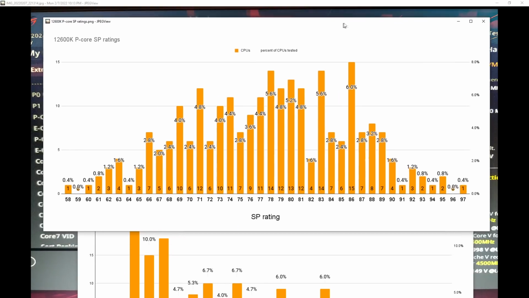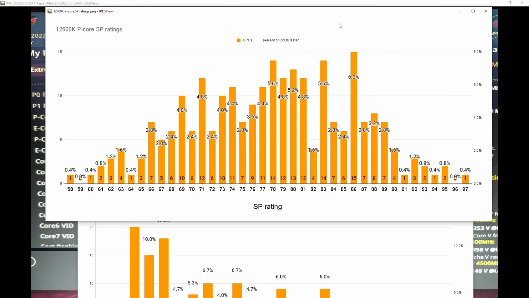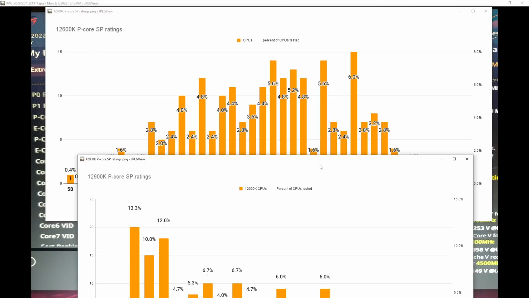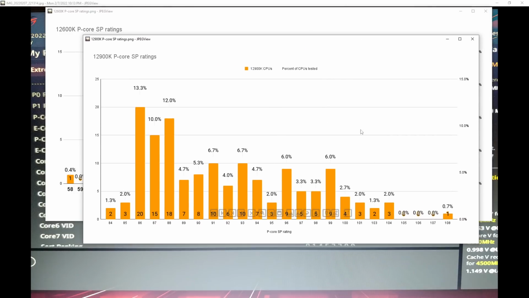Anyway, with 12600Ks, I don't believe there's anything going on with their SP ratings getting gradually worse over time, whereas 12900Ks, 12900KS exists, so that's kind of a concern there. Anyway, hopefully you find this somewhat useful and interesting.